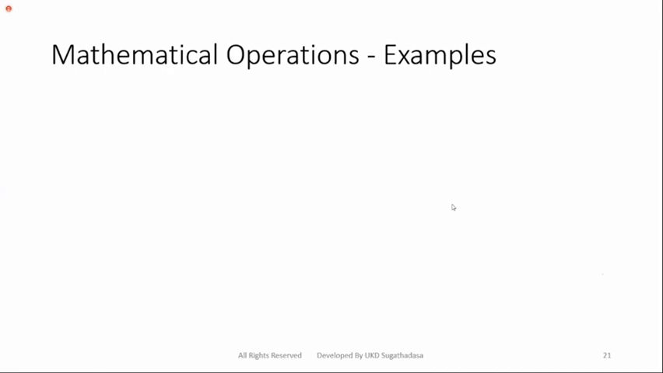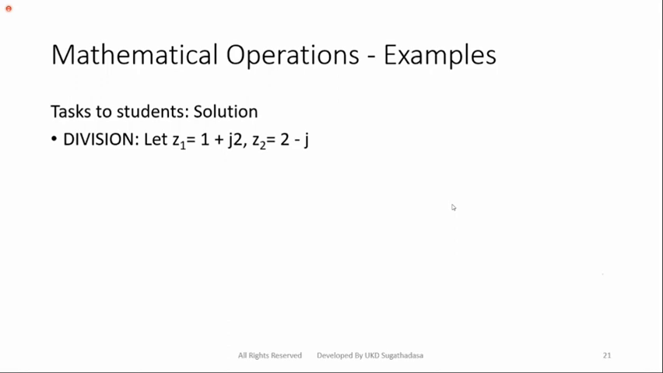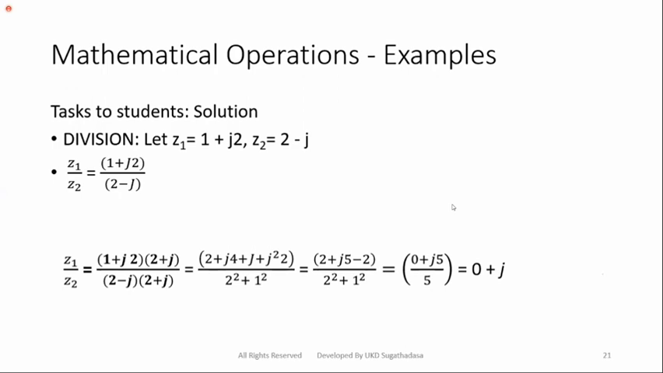Finally, we go for the division. Remember, this is a very important part because some students make mistakes here. From past experience, many students make mistakes in the division. See the division, 1 plus j2 over 2 minus j. You have to multiply both sides by the complex conjugate of 2 minus j. What is the complex conjugate of 2 minus j? 2 plus j. Oh yeah, very good, 2 plus j. Multiply both sides by 2 plus j.